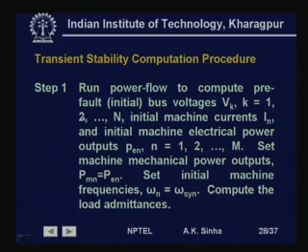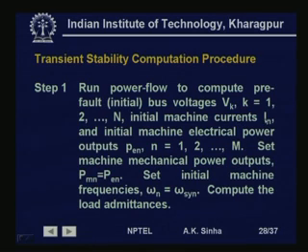So, the procedure for transient stability computation in the case of a multi-machine system is, initially, run the power flow to compute the pre-fault or the initial bus voltages V_k for k equal to 1 to n, that is, for all the buses in the network. We have found out the voltage magnitude and angle.